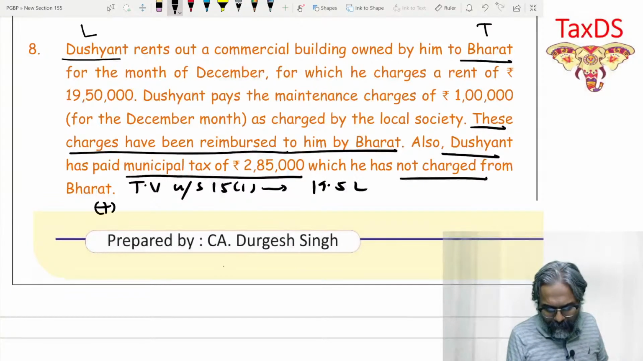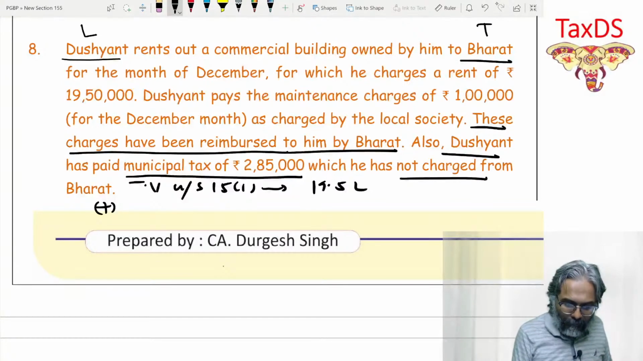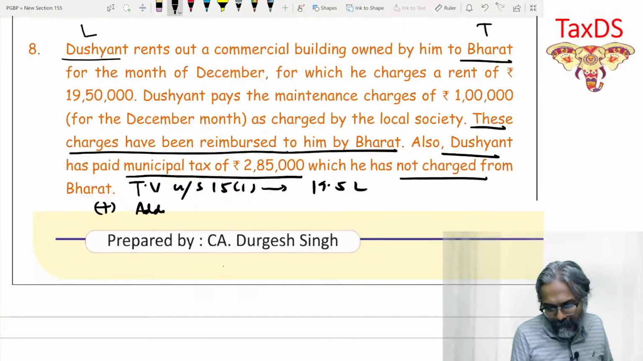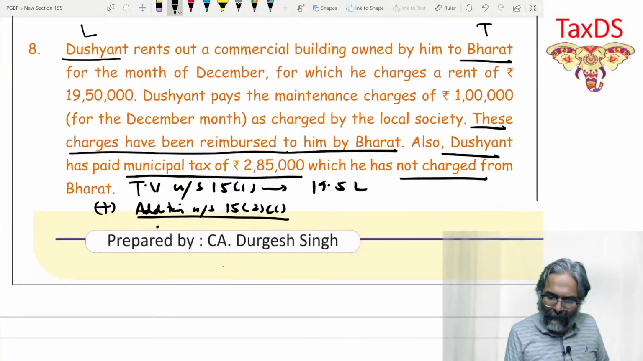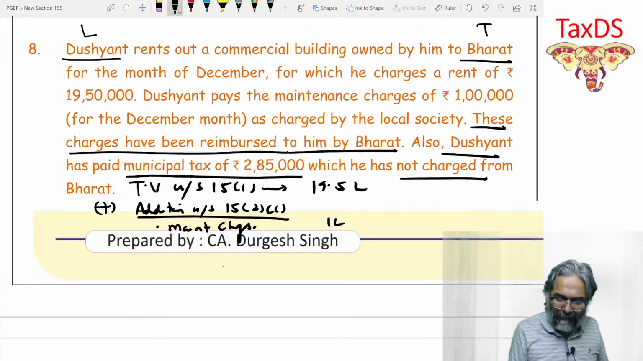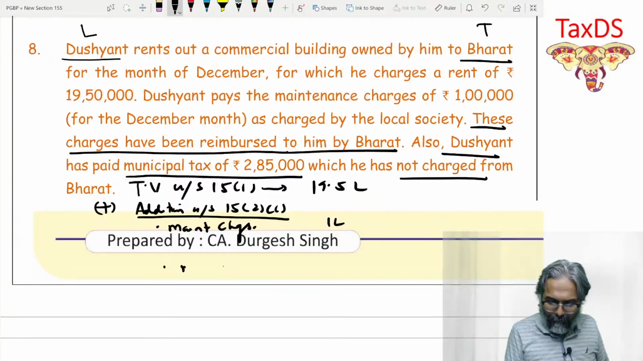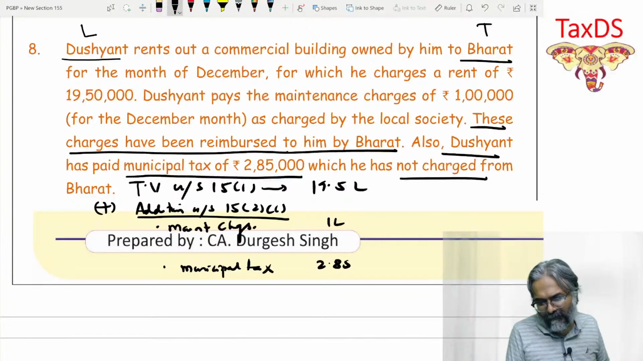So over here, students, you will write, say, municipal taxes paid. Just hold on. So you have written transaction value. Thereafter, add the additions. Additions under section 15.2c. This is how you should write, because there are two additions now. One is about the maintenance charges. Now this would be 1 lakh to be added. The next one, students, is about what? The municipal tax. This municipal tax of 2.85 lakhs, sorry, this municipal tax you will put as nil.